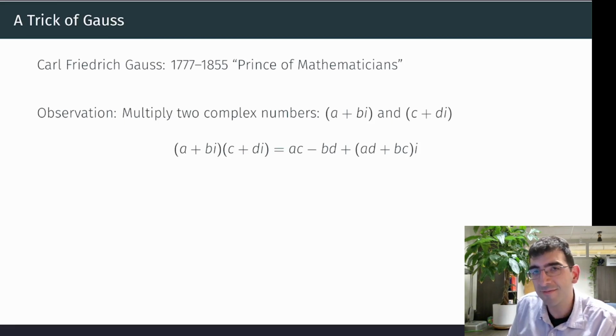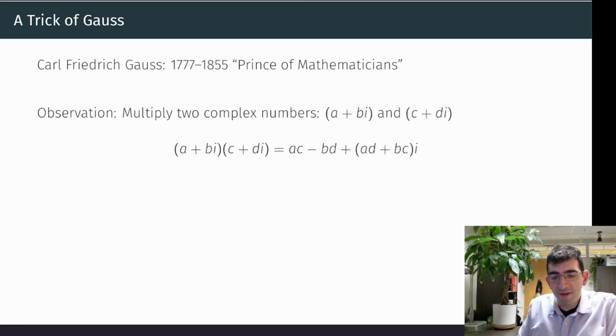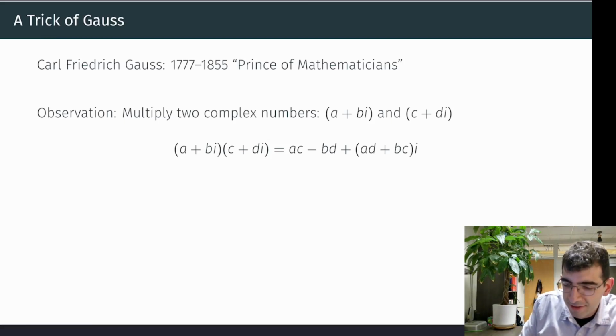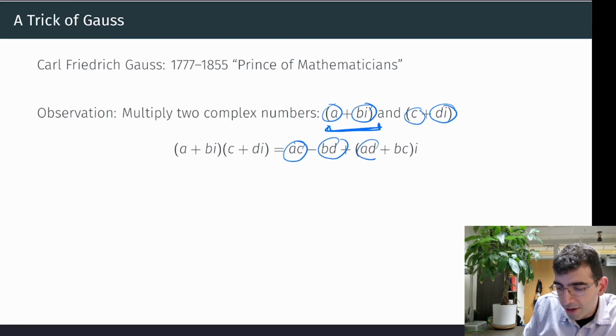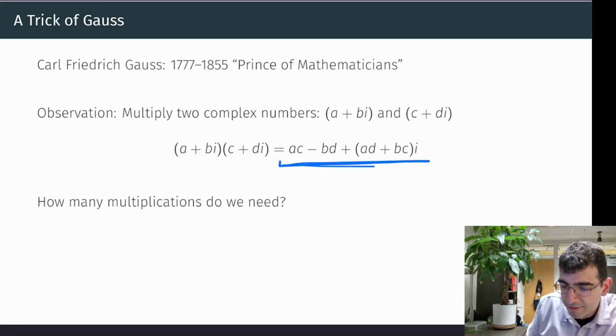Let's take a brief detour and think about what happens when we multiply 2 complex numbers. When we multiply 2 complex numbers, we have a real part and an imaginary part, and a real part and an imaginary part. And when we multiply the complex numbers, we get a real part and an imaginary part. Now, how many multiplications do we need to calculate this imaginary number?